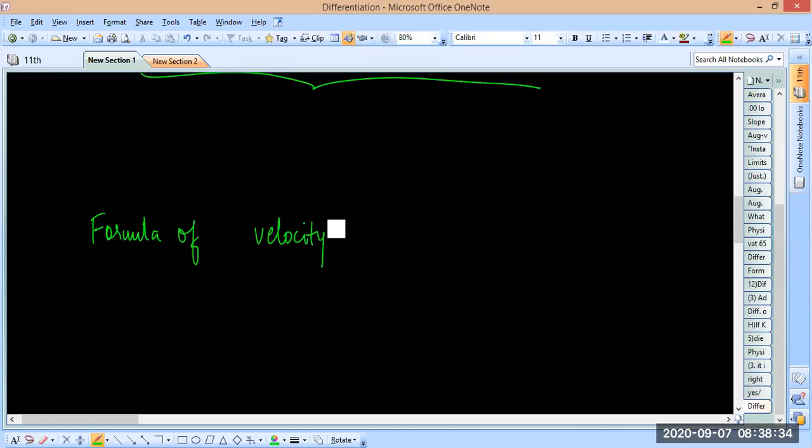No, Dharmi, that's not how you write it. Okay. So there are two ways to write this formula. One is this.